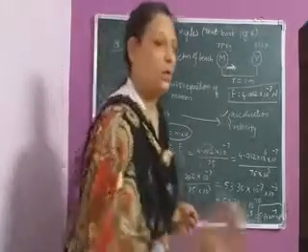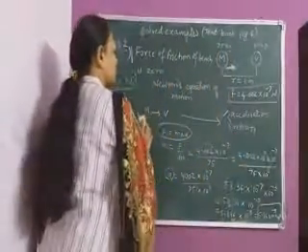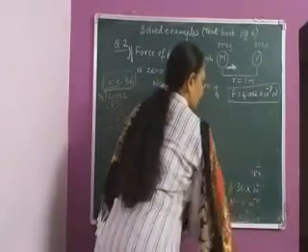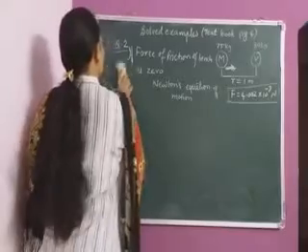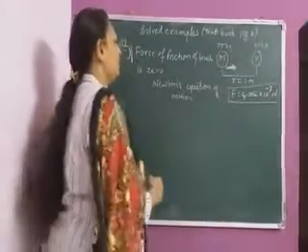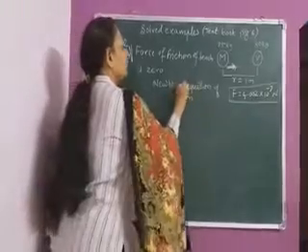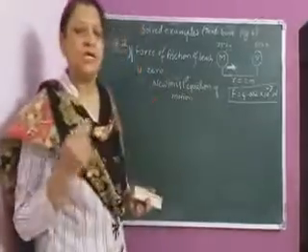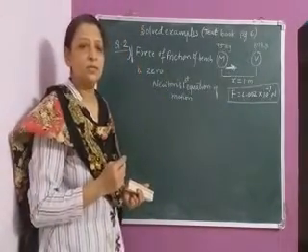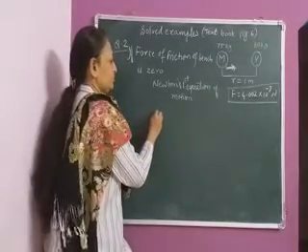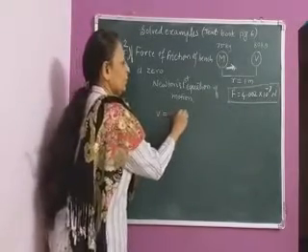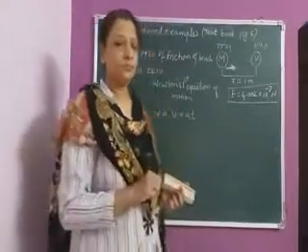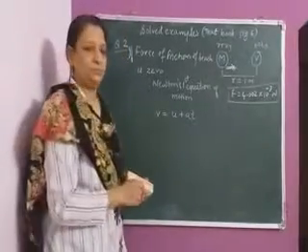Now we will calculate velocity. In the second case, velocity we will calculate by using Newton's equation of motion. So here we will use Newton's first equation of motion. What is Newton's first equation of motion? Yes, it is V is equal to U plus AT. Now let's see the value of U.